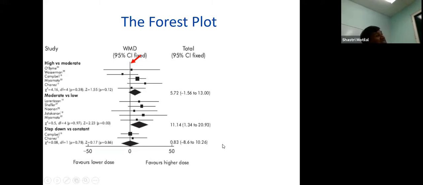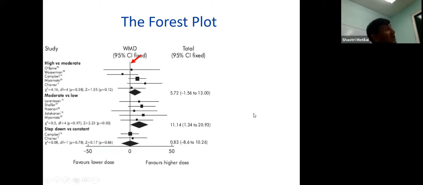How do we know? Minus 8 to 10 includes the value 0 because it crosses this vertical line. How about this one? You aren't too sure. You kind of see the tip maybe touching it. You might want to say so, but here we see 1.3 to 20.9. Does that make a difference?